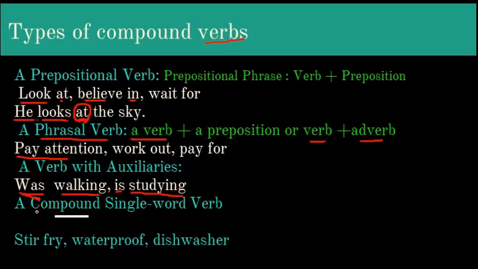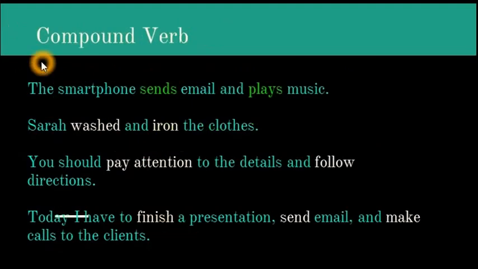Now, compound single word verbs. When a verb is a combination of multiple words, it is called a compound verb. For example, stir fry, waterproof, water plus proof, dishwasher. Compound verbs give the reader more information about the action that has been taken than a common verb that only shows an action. Now let's discuss some examples of compound verbs.